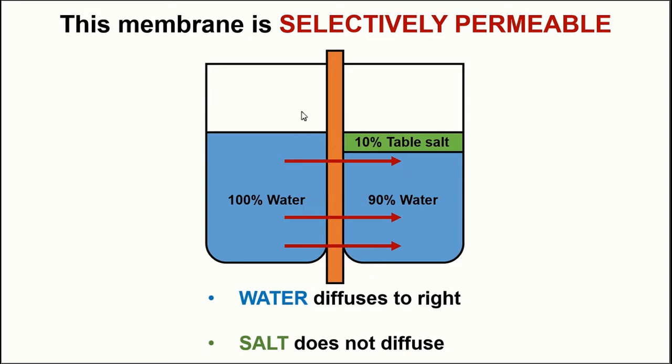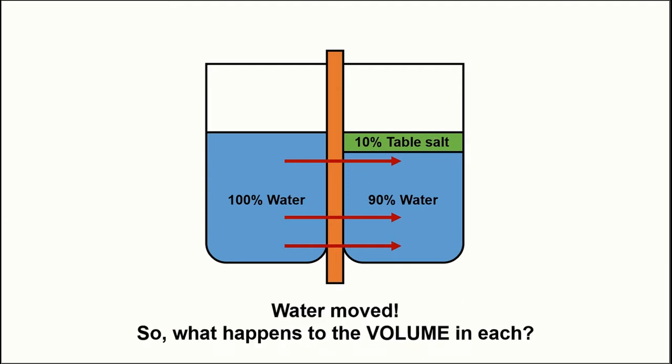But remember that our membrane is selectively permeable. It's a water permeable membrane, but not a salt permeable membrane. So as a result of this, salt does not diffuse. Salt stays put. Right? So we saw that water moved, but salt did not, in this particular example.